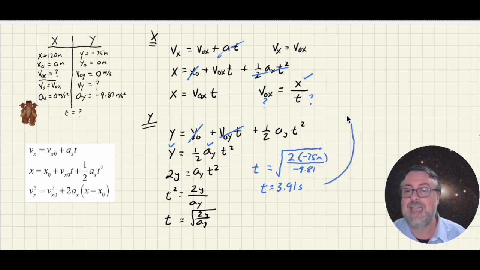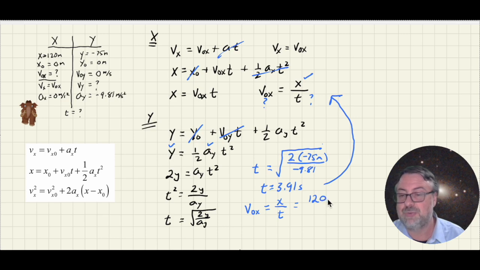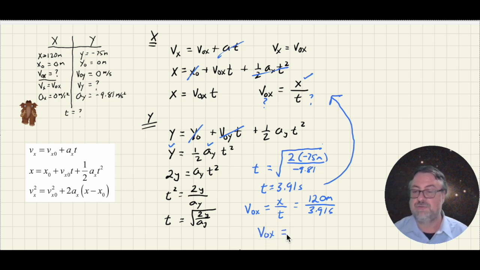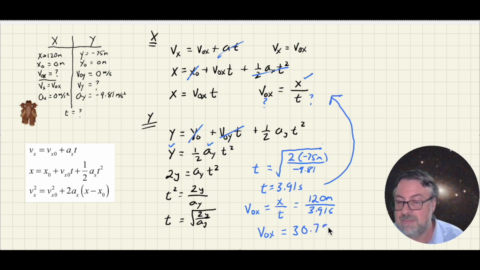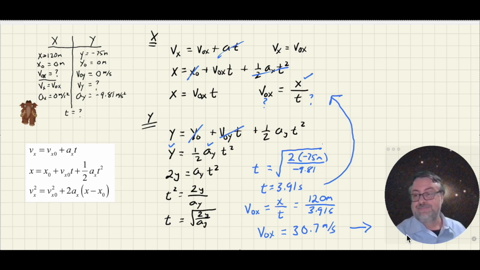Now I can put that time into my equation that I found out below, and I can find out what that initial velocity in the x direction has to be. So the initial velocity in the x direction, which is x divided by the time, well, that's going to be equal to 120 meters divided by 3.91 seconds. And I see that the initial velocity in the x direction for the sphere will be 120 divided by 3.91, or that Oog needs to throw his sphere at 30.7 meters per second horizontally in order to hit that woolly mammoth. So there you go.